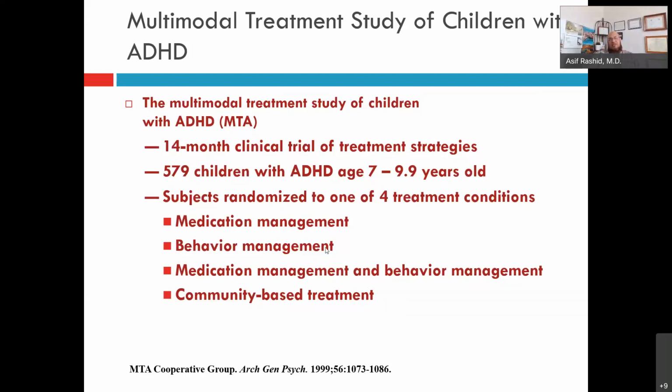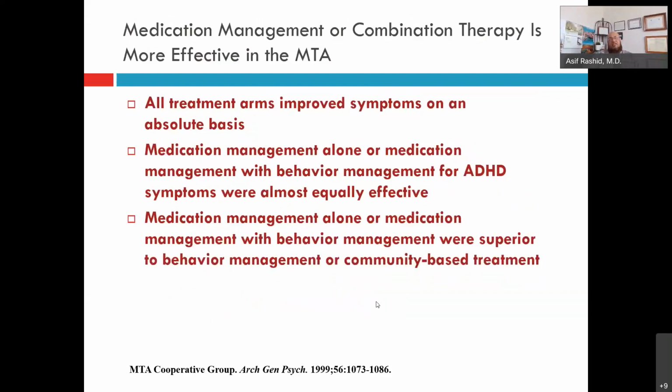So basically, there are four arms: medication management only, behavioral management only, combined treatment, and community-based treatment, meaning whatever the primary care doctors were doing in their clinics.